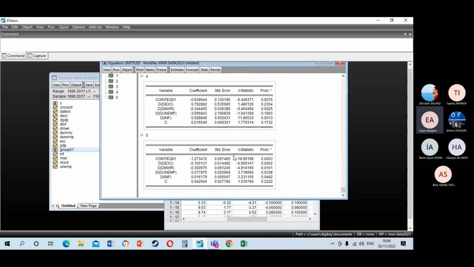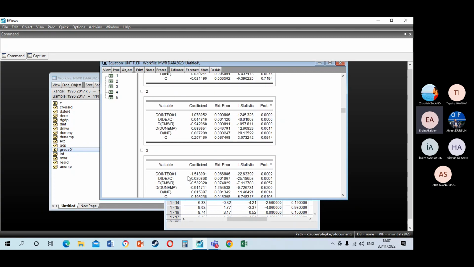And when you look at the fifth country, South Africa, it is again negative. This is the speed of adjustment, of course, bringing the market to equilibrium. The exchange rate, unfortunately, is 0.1. The minimum wage is minus 0.3, a negative relationship, but unemployment and inflation have a positive relationship with the GDP for this given model.